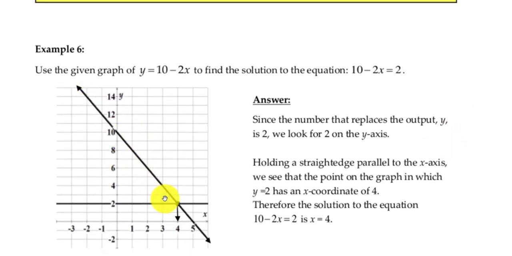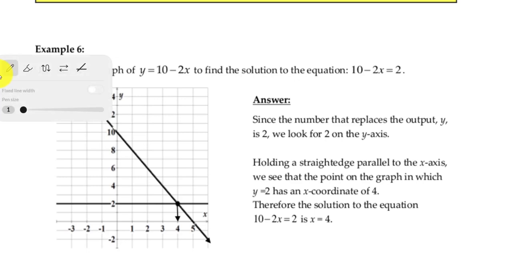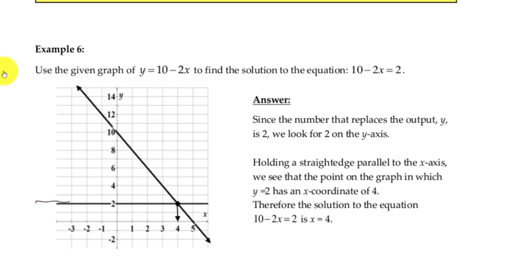So this line is given by the equation y equals 10 minus 2x, okay? If they said find the solution to the equation 10 minus 2x equals 2, that means the value of y is 2. So I want to draw a horizontal line at 2, and it looks like they've done that for me. You're going to look to see where that horizontal line crosses your graph, which in this case is at 4. So the answer here would be x equals 4, because the value of x here is 4. And it makes sense, right? So x equals 4 is my solution.